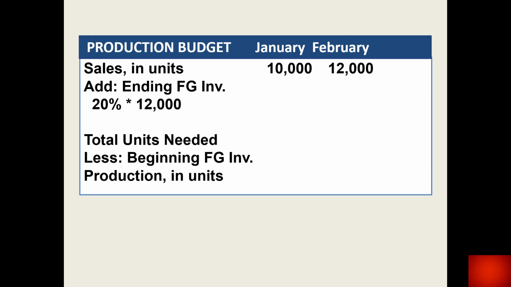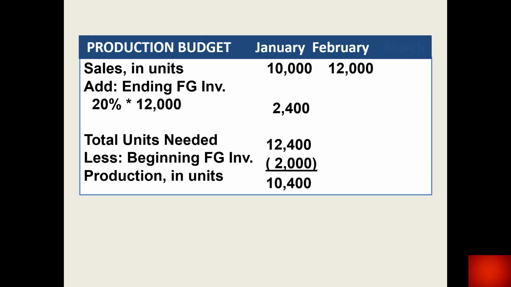20% of 12,000 indicates that we'll end January with 2,400 units. We need a total of 12,400. We began with 2,000, so we need to produce 10,400 units. So what this is saying is we think we can sell 10,000 units and we want to increase inventories by 400 units, so we need to produce 10,400 units.